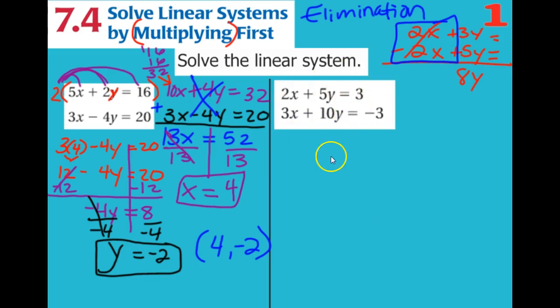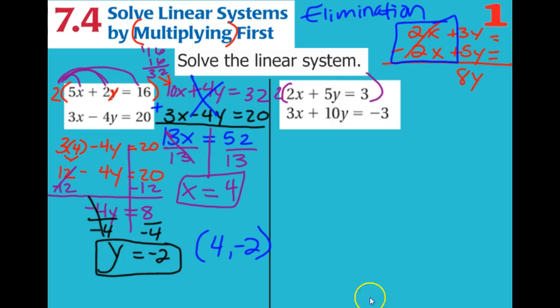Let's try the next one, the same thing. We need to multiply one of our equations by a number in order to get x or y the same number so we can eliminate. Well, 2 you can't multiply by anything to get 3, but you can multiply 5 by 2 to get 10. So these are both the same number. However, if this is 10 and this is 10, they're both positives. We need one of them to be a negative. So we're going to multiply by negative 2 in order for one to be positive and one to be negative.